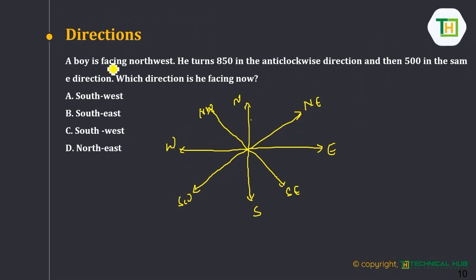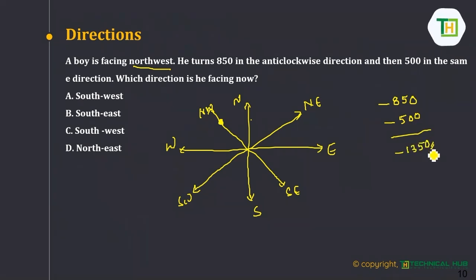So a boy is facing northwest. Northwest is this position. He turns 850 degrees anti-clockwise. First of all, write down 850 degrees anti-clockwise, so minus 850, since anti-clockwise is taken as minus. And then 500 degrees in the same direction, which is also anti-clockwise. So minus 500. What is your total?